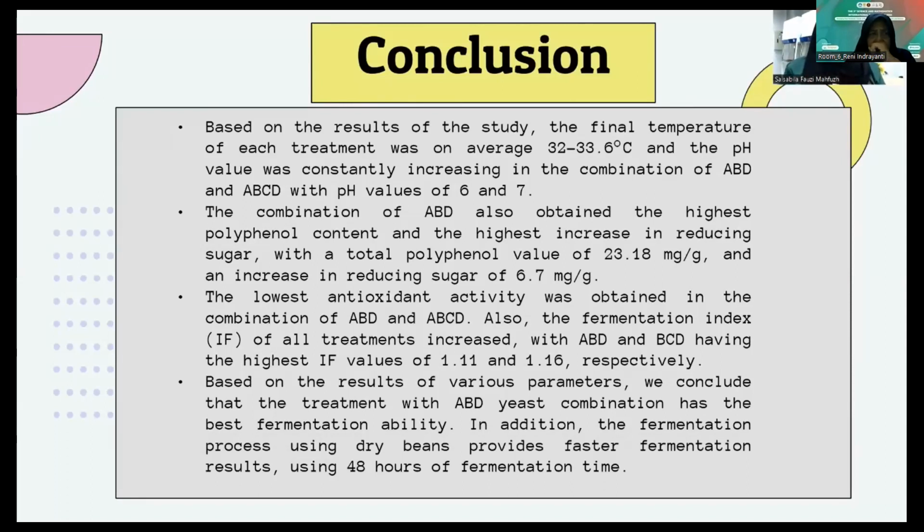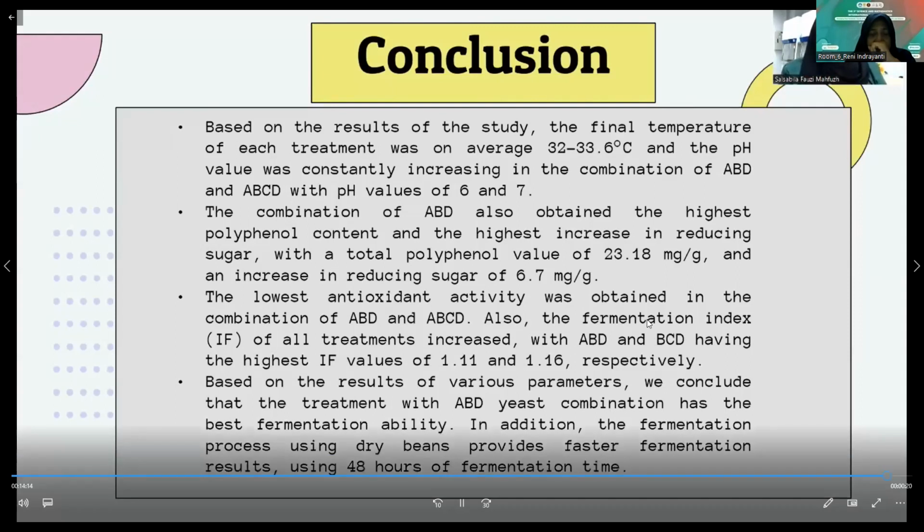And the lowest antioxidant activity was obtained in the combinations of ABD and ABCD. Based on these results, we conclude that the treatment with the ABD yeast combination has the best fermentation stability. In addition, the fermentation process using dry yeast provides faster fermentation results, using 48 hours of fermentation time.